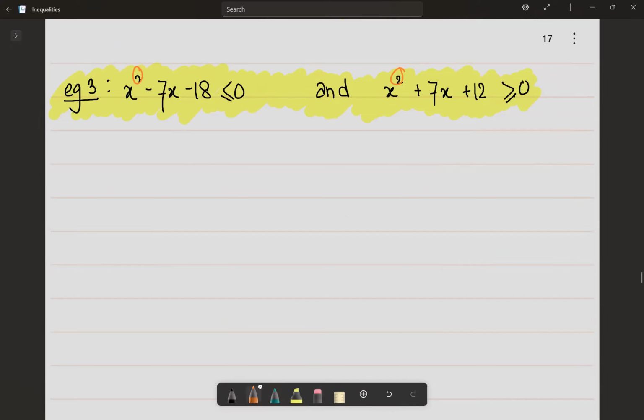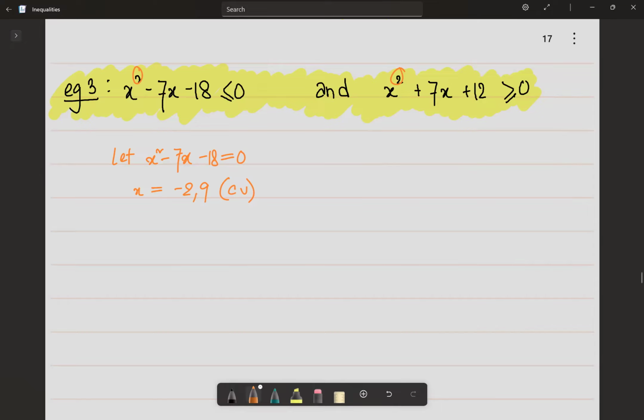Solving the first one gives us, let x² - 7x - 18 = 0. That's the first step of the calculation. Now we will apply the quadratic formula to find the critical values of x, which come as -2 and 9. We know these are our critical values, and we must mention them.